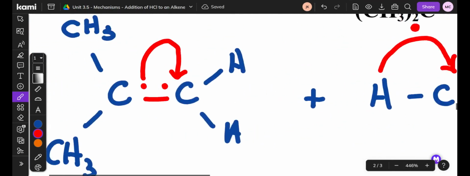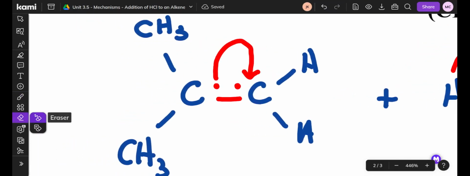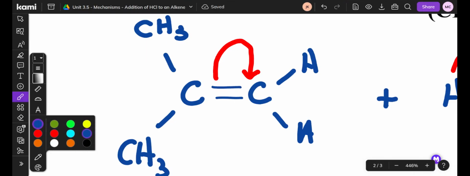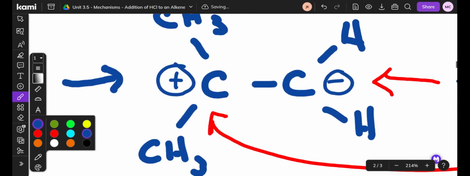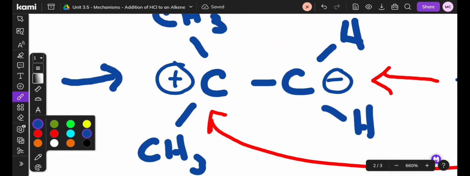Okay, so again, let me redraw this and put the blue line back in. We had the double bond, and we broke the double bond to make a single bond. What happened is the carbon on the left gave away its electron to the carbon on the right within that alkene. So now for a moment in time, and again, this is very, very temporary, the carbon on the left has a positive charge because it lost an electron, where the carbon on the right gained an electron.